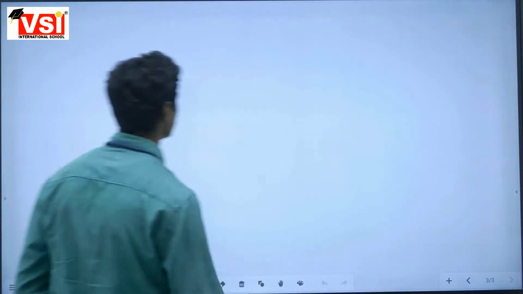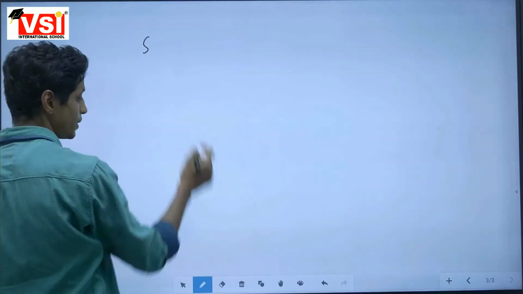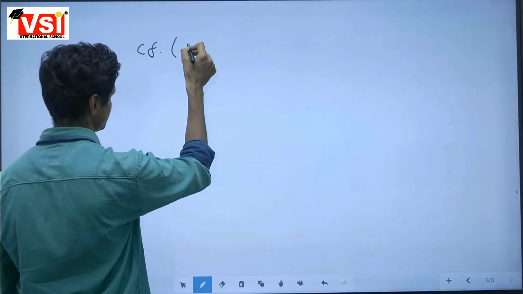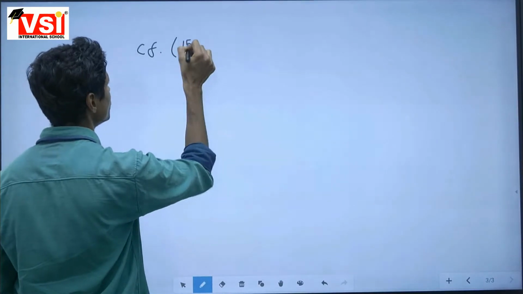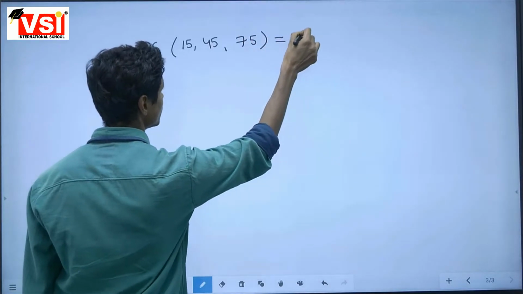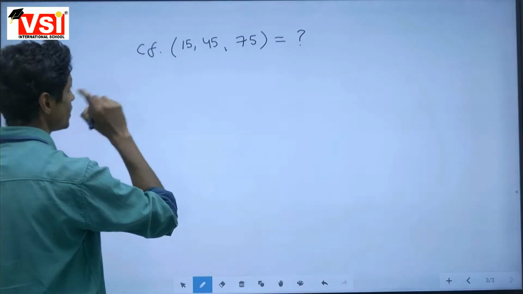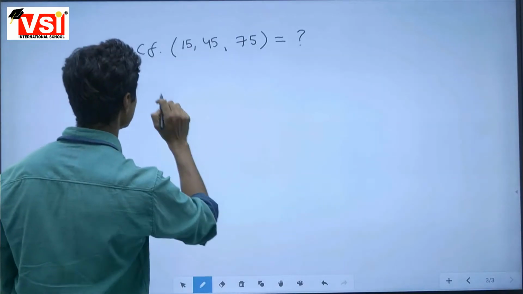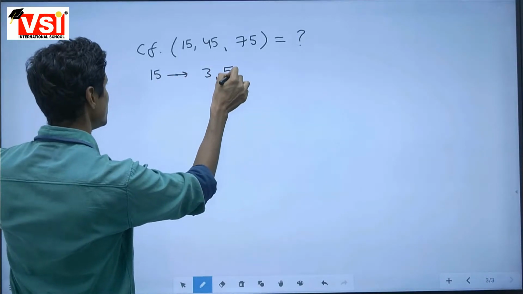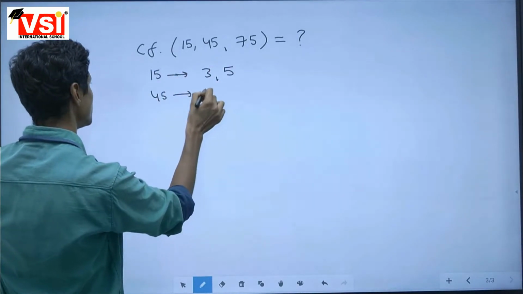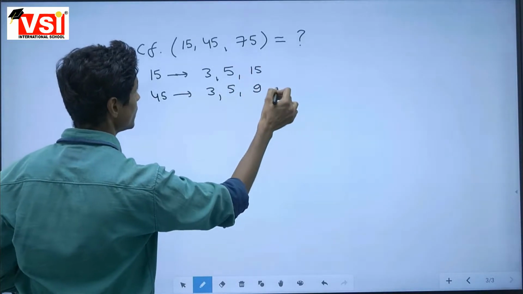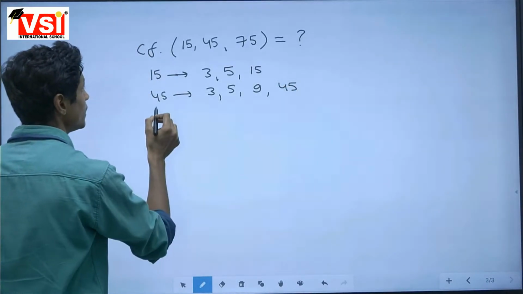Let's take another example. Common factors of 15, 45 and 75. We have to find out the common factors of 15, 45, 75. So first of all, factors of 15. It will be 3 and 5. And 45 will have 3, then 5, then 9. Sorry, common factors: 15 also, and 45. Fine. And then 15 also here.